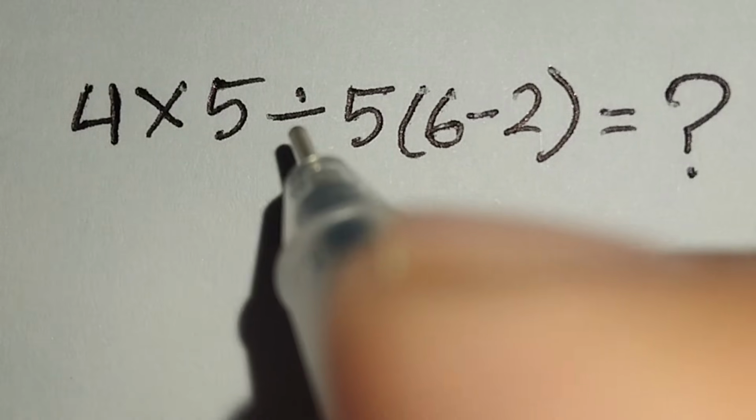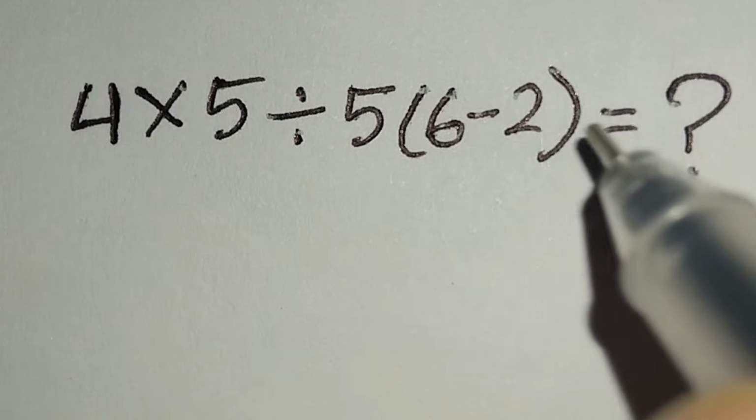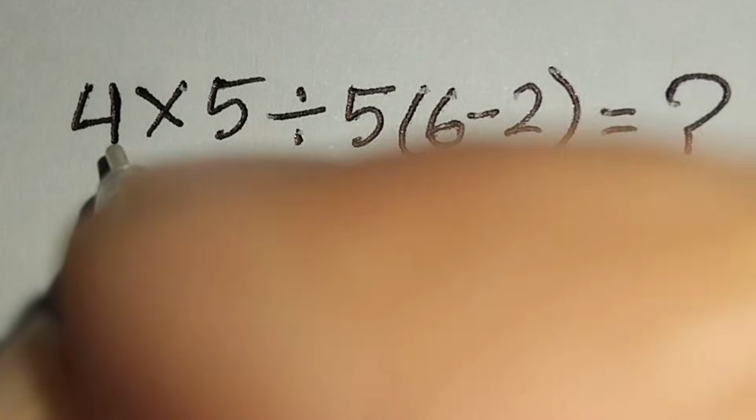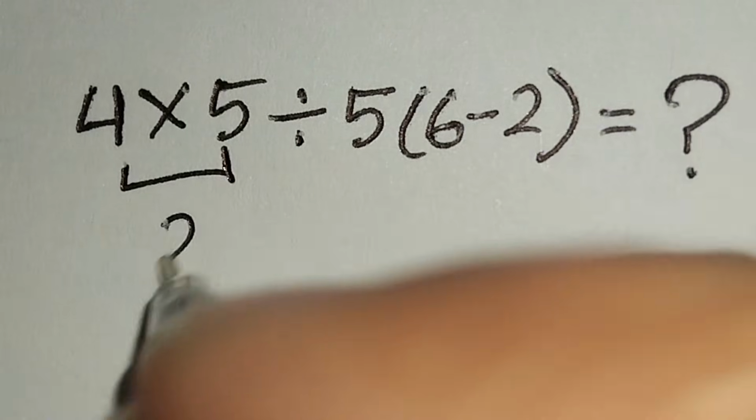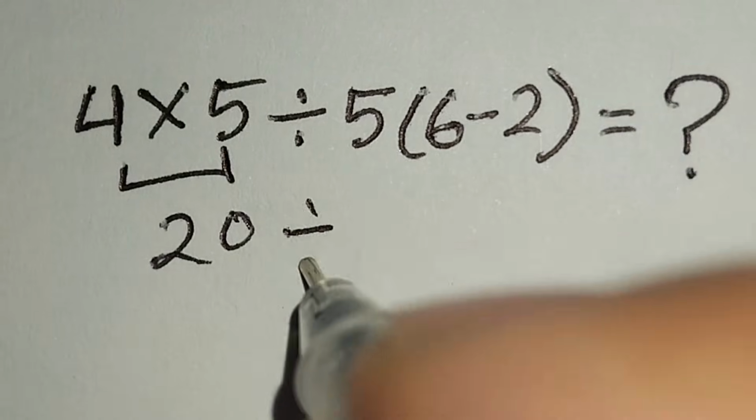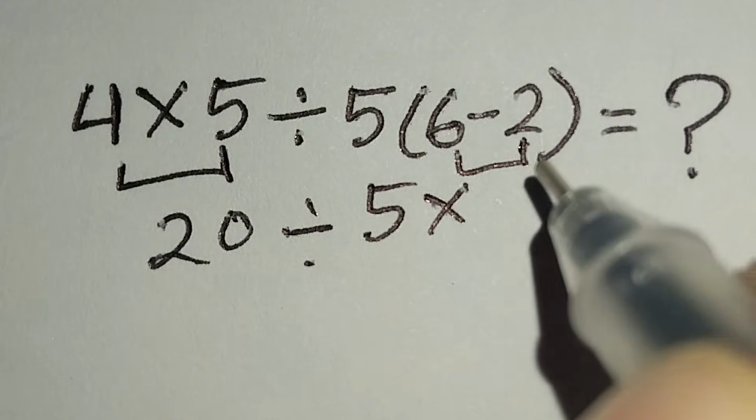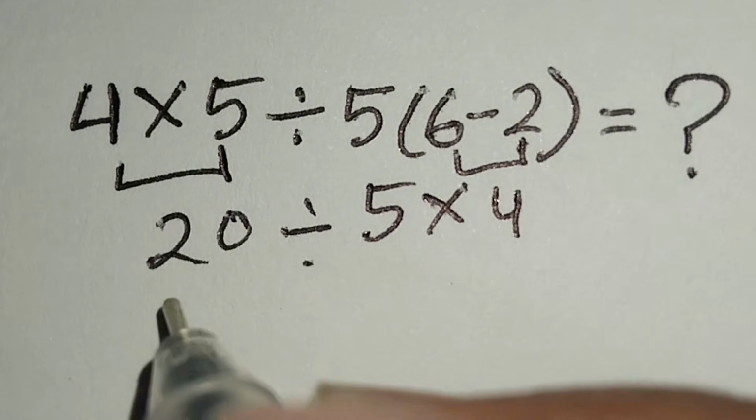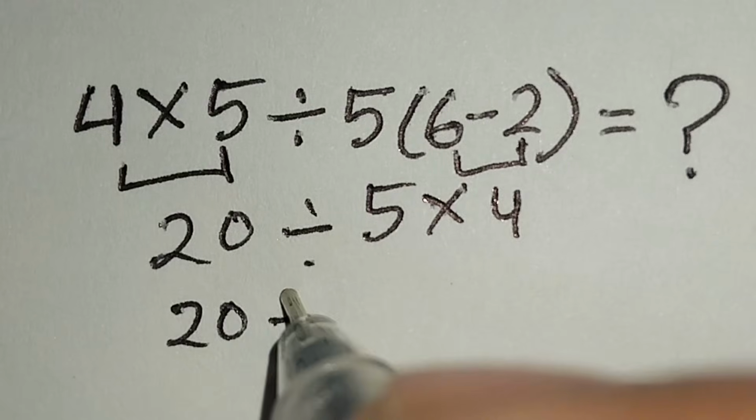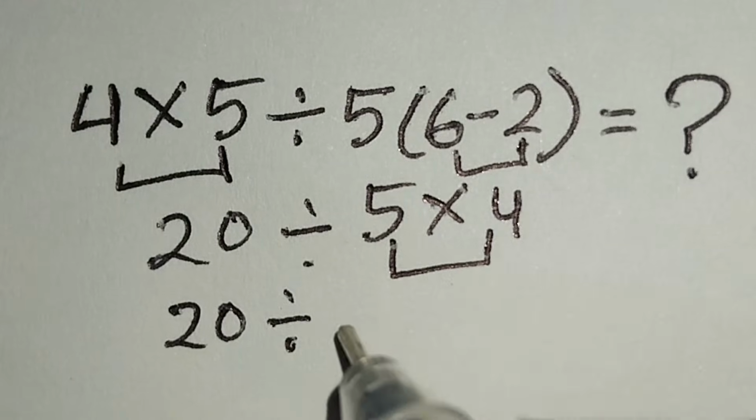4 times 5 divided by 5 bracket 6 minus 2 equals what? Here 4 times 5 gives us 20, divided by this 5 times this 6 minus 2 gives us 4. This 20 divided by this 5 times 4 gives us 20.